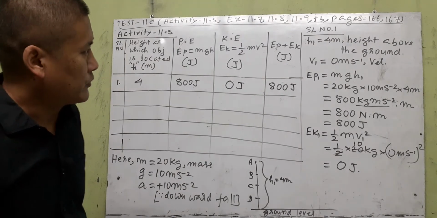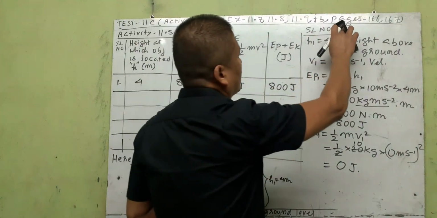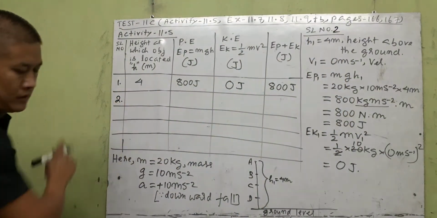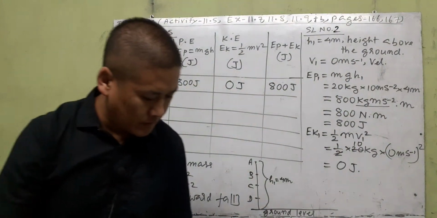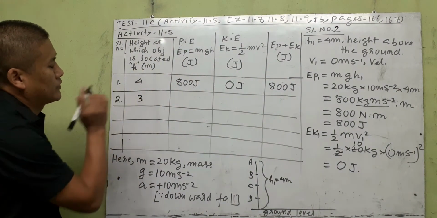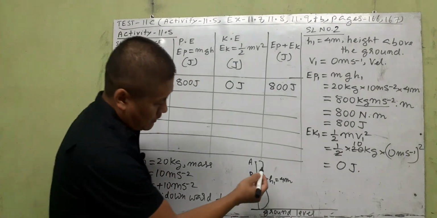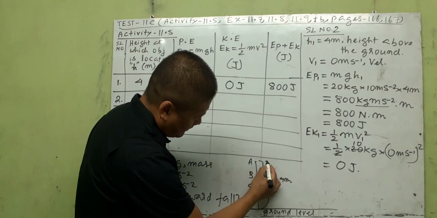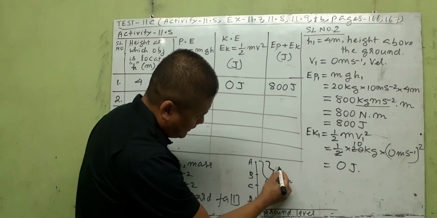Let's go to serial number 2 now. At serial number 2, the question says go to the textbook at 3 meters. So when the object has reached 3 meters, it has moved some distance. So it has fallen from here to here. This much distance it has moved. Let us say S1.